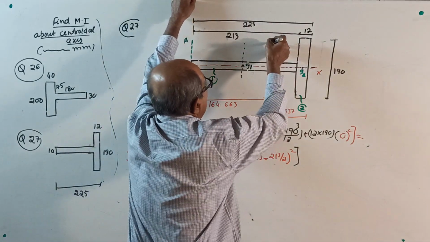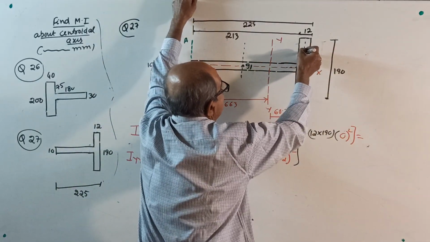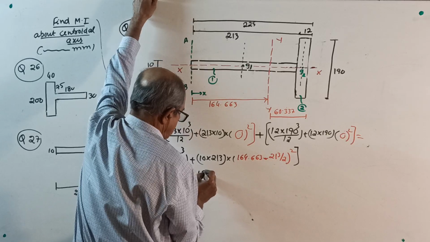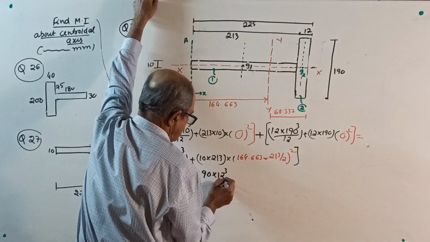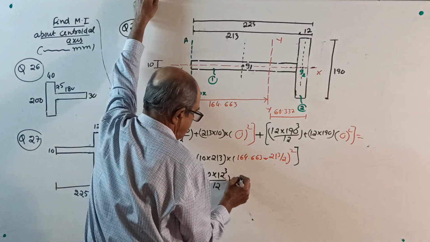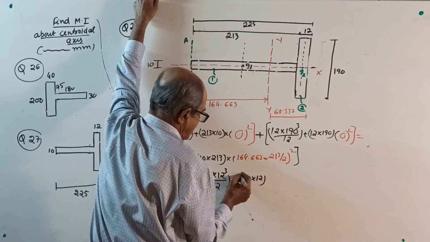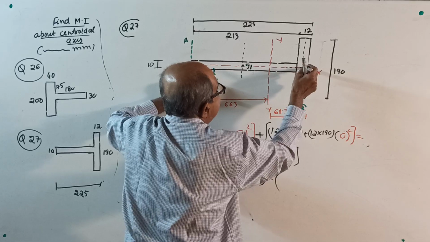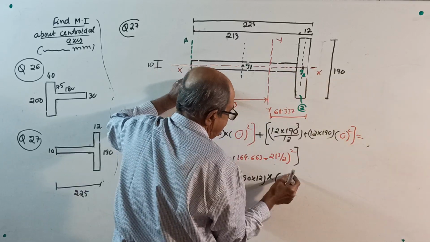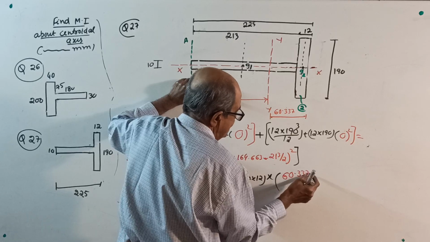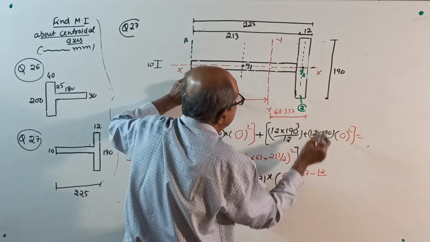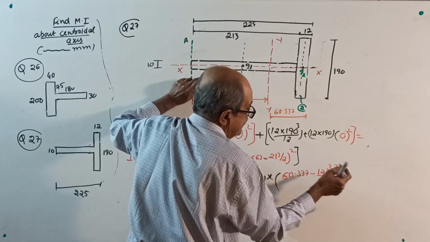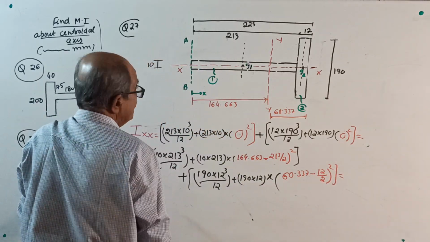For the second one, I about YY you require. First, about its own centroidal axis parallel to YY: 190 into 12 cube by 12, plus 190 into 12, which is the area, into the distance from the centroid to YY squared, that is 60.337 minus half of 12. From here to here this distance is minus 12 by 2, half of 12 whole square. Calculate the answer. Question 27 also over.